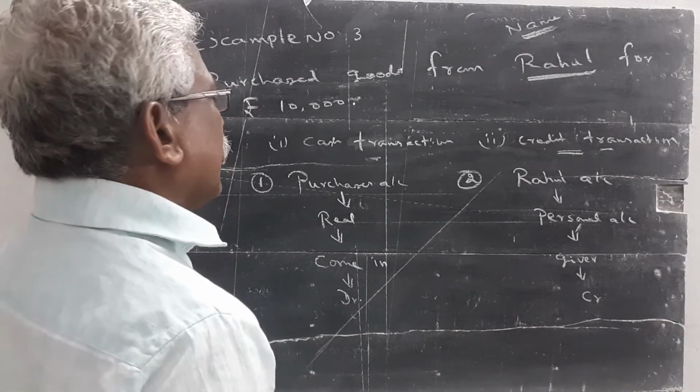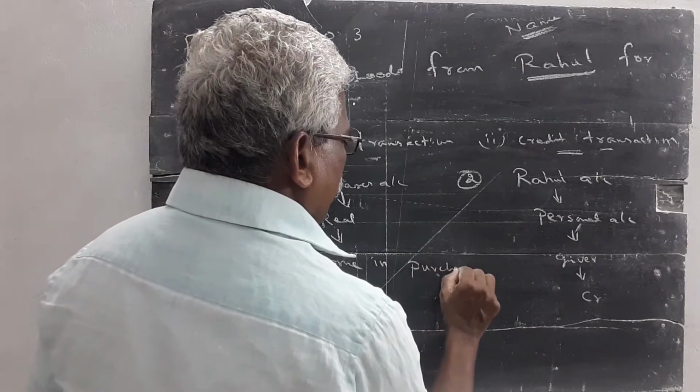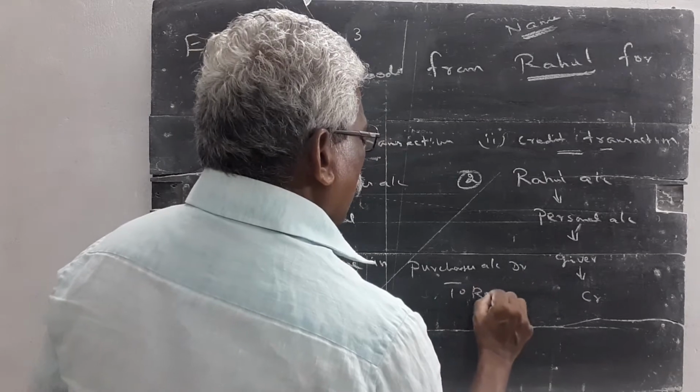So the journal entry is: the debit aspect is entered first. Purchases account debtor to Rahul account.